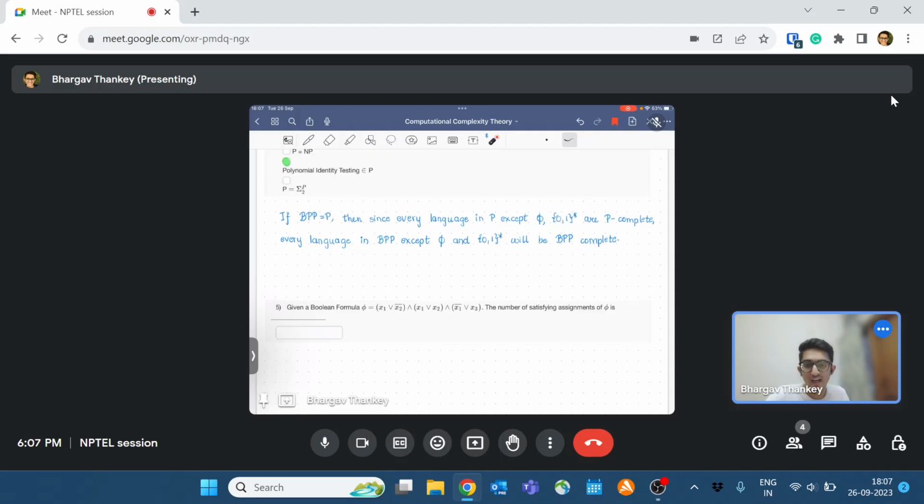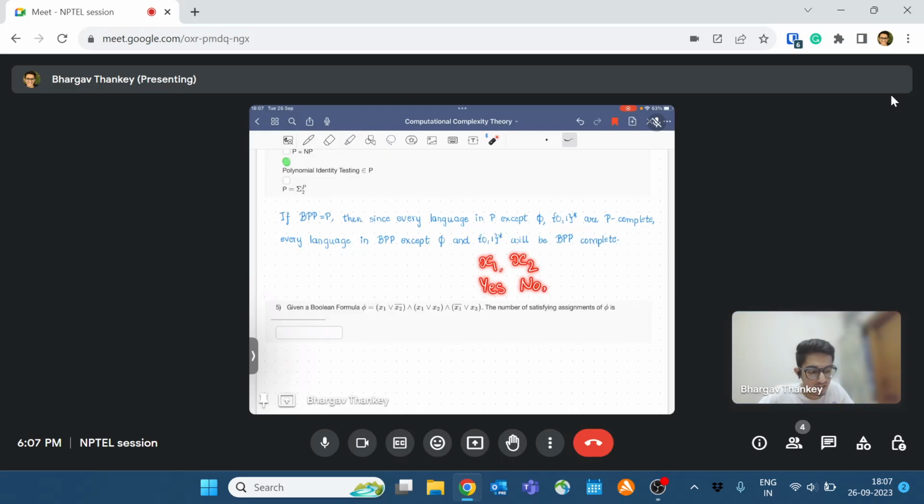Unlike reductions in NP, this doesn't tell you much about how the two problems are related, but it is still a polynomial time reduction, right? Yes. And what about the empty language and the language 0,1 star, which encompasses everything? Why can't these two be complete? What did I say in the reduction? You need to fix x1 and x2. One of them is a yes instance, another is a no instance, right?